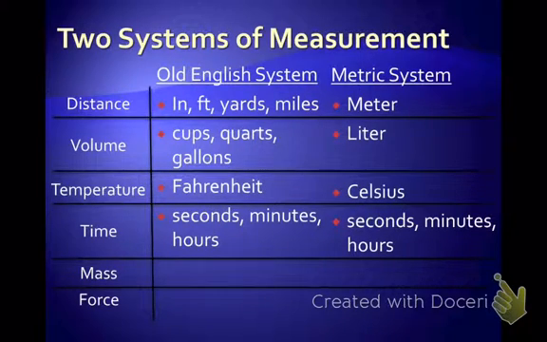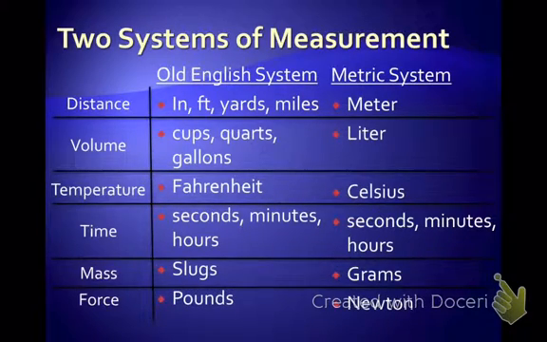Mass. Now, the Old English version of mass is a slug, and nobody uses that term anywhere, I don't think, anyways. The metric system version of that is the gram, and pretty much everyone is familiar with and uses the gram. In force, here in the States, we use pounds. Everywhere else in the world, it's the Newton.